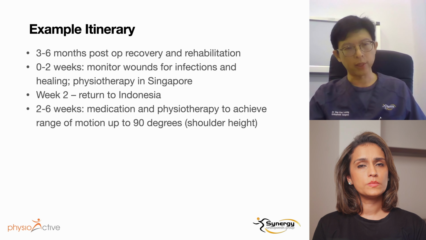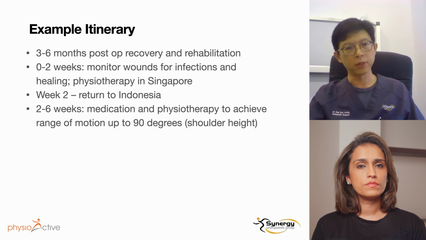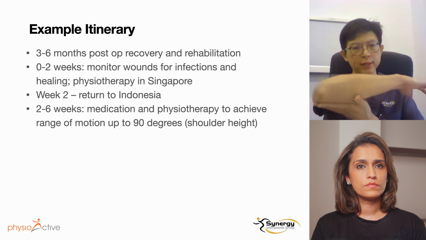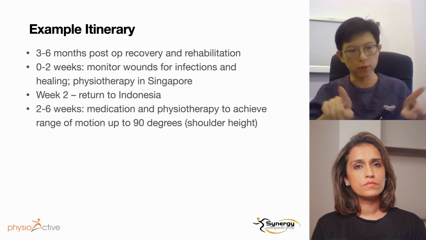And at 2 weeks, when I say that he can go, I will make sure that the patient continues his rehab in Indonesia, making sure that he gets his range of motion up to the level that I want. Typically, for most patients, up to about 90 degrees, which is shoulder height. And this is only going to be possible with the help of medication plus physiotherapy. These two have to go together.